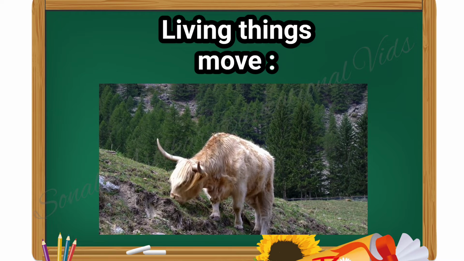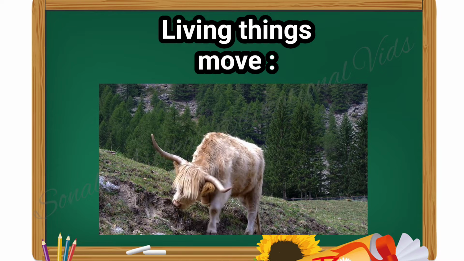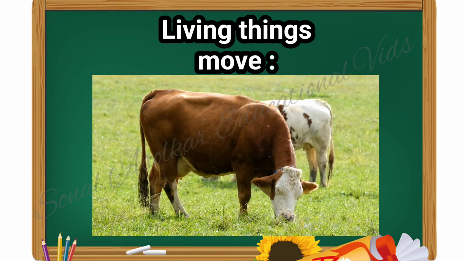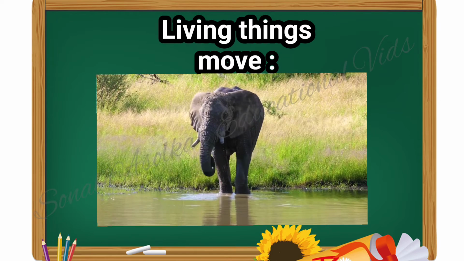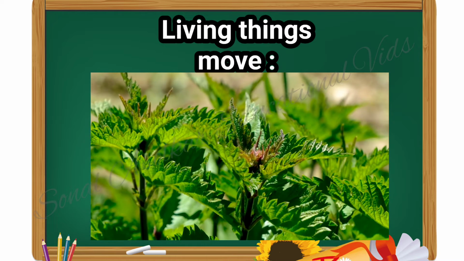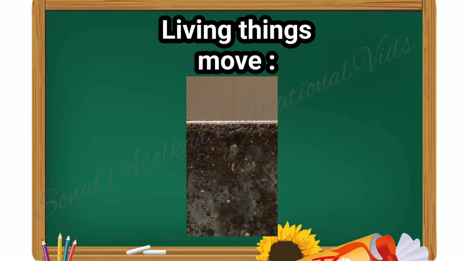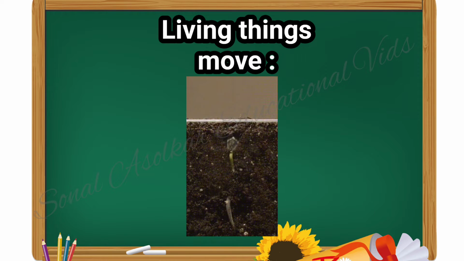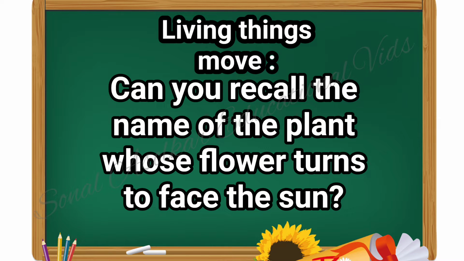Now next we will see how living things move. All living things move. They need to move from one place to another to get food, escape from enemies and so on. Though plants do not move from one place to another, their roots, leaves and stem show some movement. The roots of a plant grow below the ground and the shoot grows upwards.